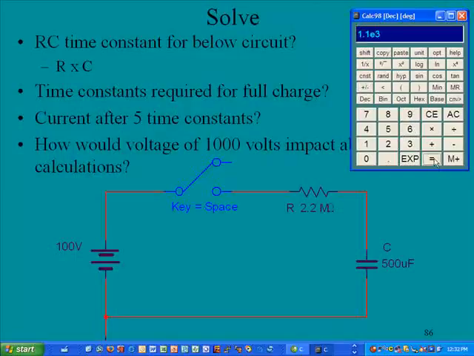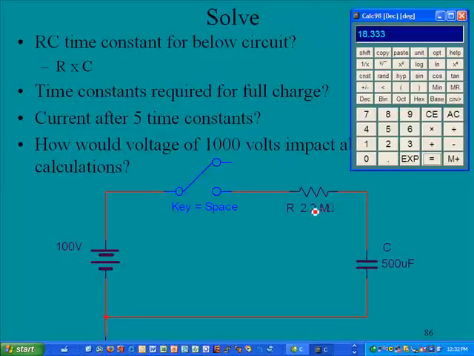and that will equal 1,100. Well, those are seconds, so let's divide that by 60, and we'll say this has a charging time of 18⅓ minutes. So if we were to close this switch, it would take 18.3 minutes for this cap to charge. This is a fairly long charge time, but that is greatly impacted by the size of this resistor. If this was a much smaller resistor, that charge time would be greatly reduced.